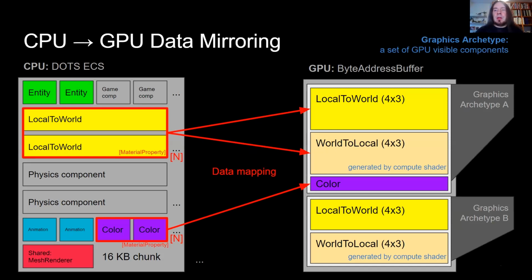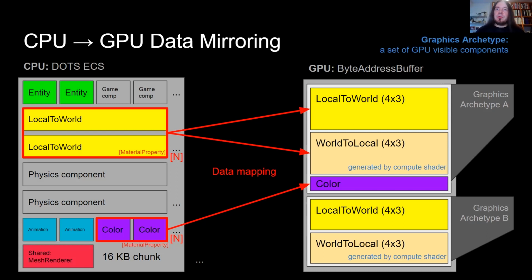Instead of rebuilding the instance data for each draw call and sending it to GPU memory, we allocate persistent GPU memory for each GPU visible ECS component. We use large byte address buffers to store the ECS data GPU side. Each ECS chunk belonging to the same DOTS archetype has identical data layout by definition.